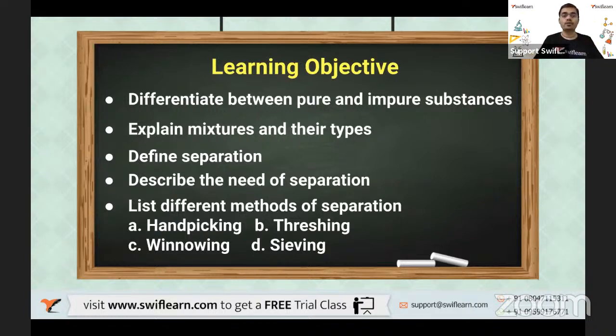Then winnowing is separating the heavier and lighter parts. You remember that lady with the help of wind, direction of wind, she was separating. And sieving. Sieving is basically a simple example. Your mother making a tea. That's the best example for sieving.